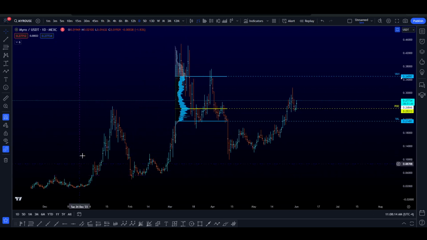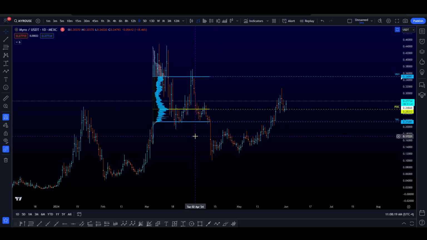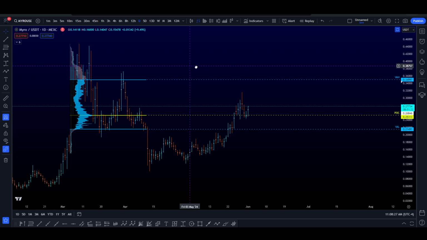As you can see, after the launch, MYRO has been holding its price very well, clearly showing that this meme coin is not, I can't even say 100% that it's not a rug pull, but it's highly unlikely that this will be a rug pull, right?